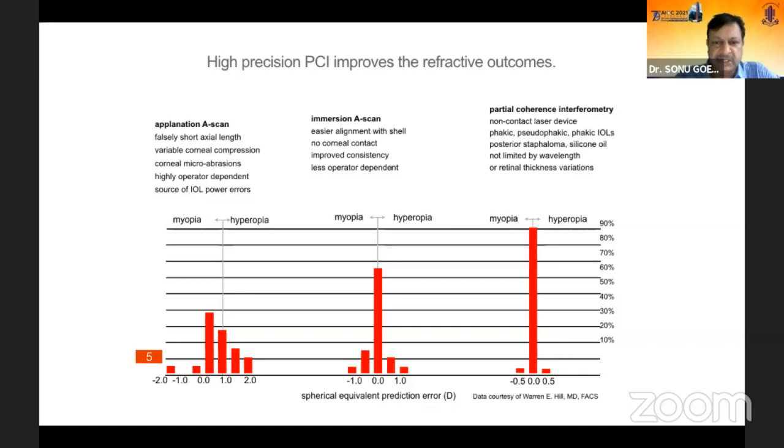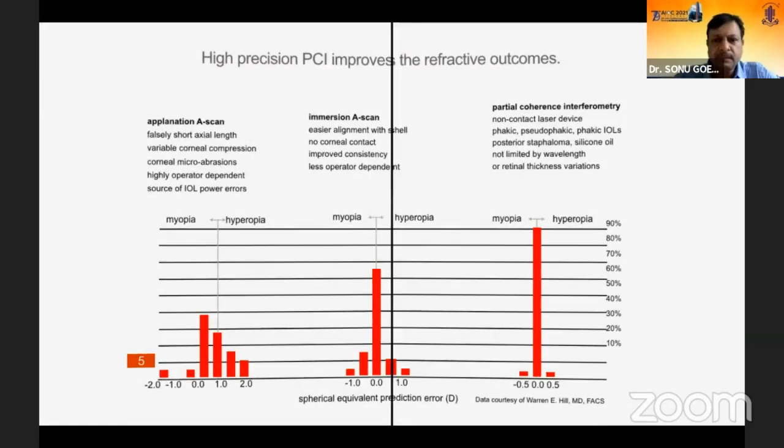Compare that with the immersion A scan, where there could be a fumble on the minus 1 or plus 1 side, and more so with an applanation A scan, where there is a falsely short axial length, because of variable corneal compression, microabrasions, and high operator dependency. So gone are those days of applanation, in favor of partial coherence interferometry or an immersion A scan.